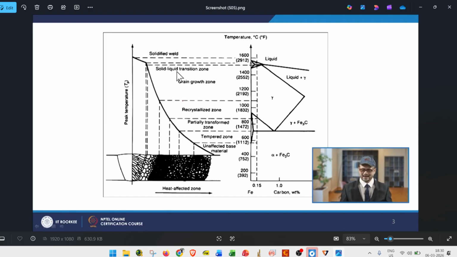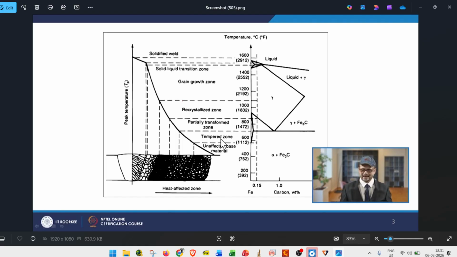Grain growth zone, recrystallization zone, partial transformation zone, temper zone, and unaffected zone. In the grain growth zone, coarsening of the grains occurs. In the recrystallization zone, grain growth will not happen, but the microstructure will change. Then the partial transformation zone and the tempering zone.